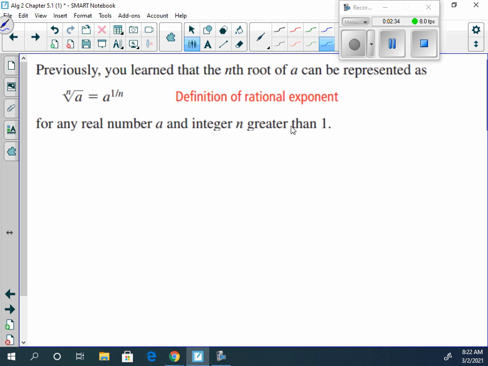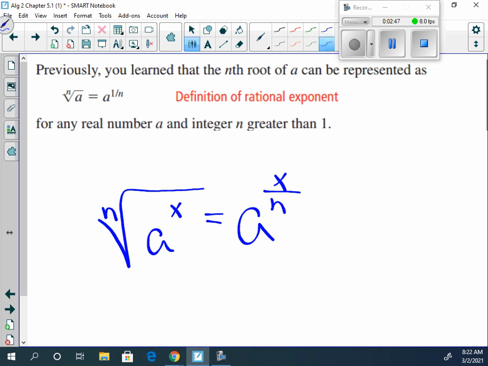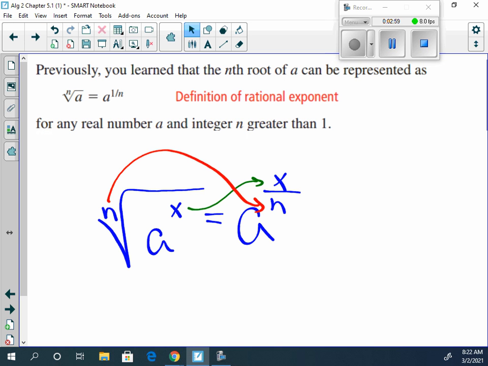Now this here is key. The nth root of a to the x is equal to a to the x over n. Whatever power a has goes on top. Whatever the root is goes on bottom. And what this is really telling us is that any radical, any nth root, you can rewrite as a fractional exponent.